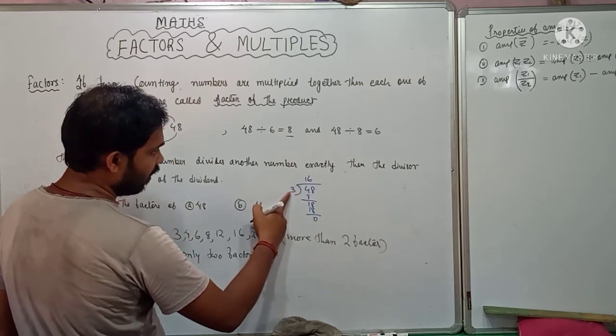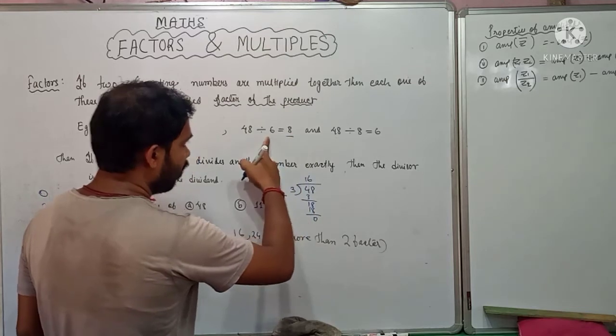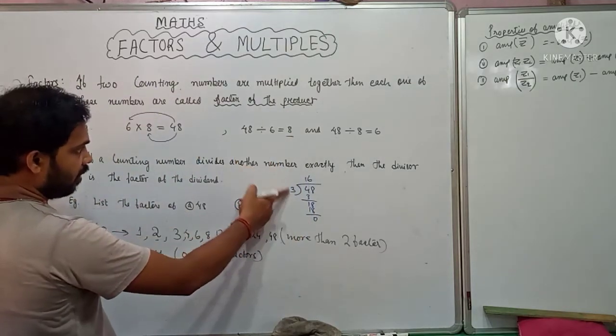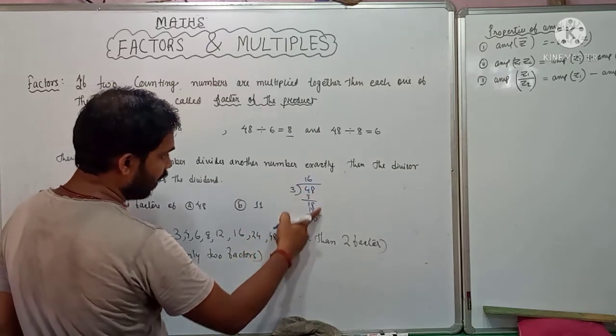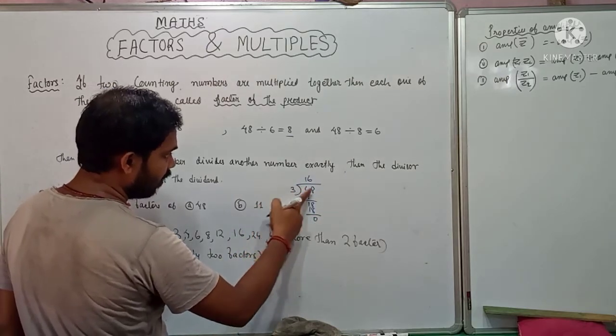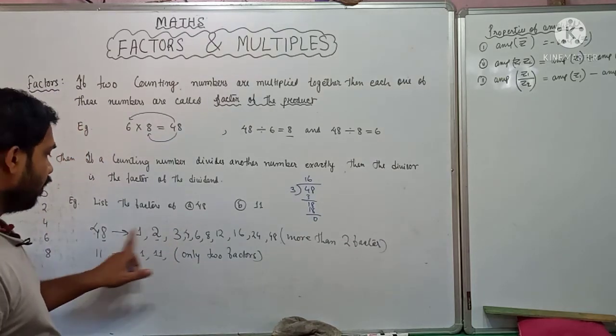That means 3 is exactly dividing 48. So 3 is a factor of 48. Just before only we have discussed this matter. If one number divides another number exactly, then this number, the divisor, is a factor of the dividend. So 3 is a factor of 48.